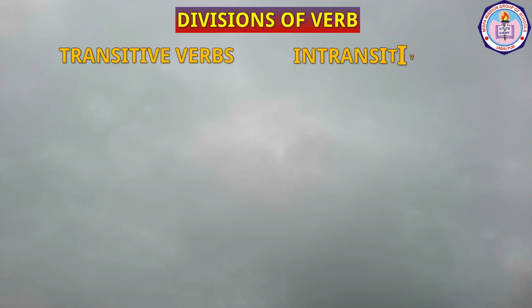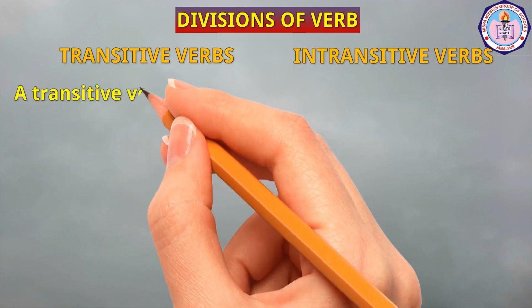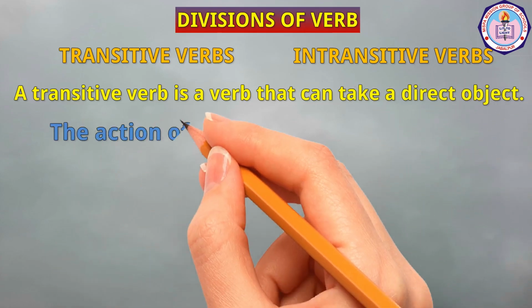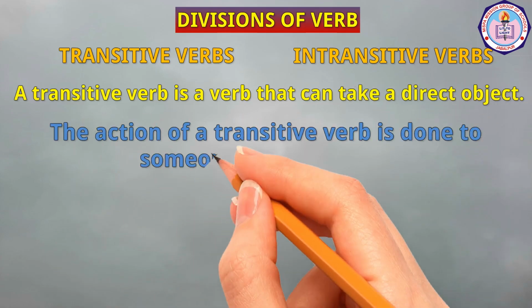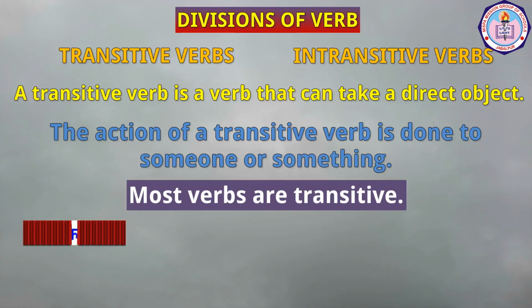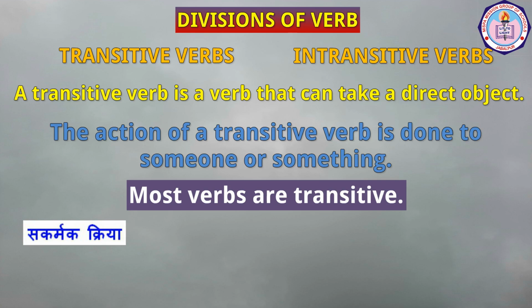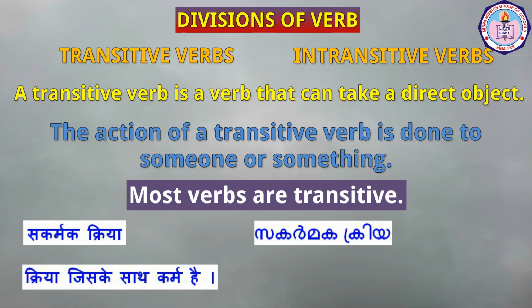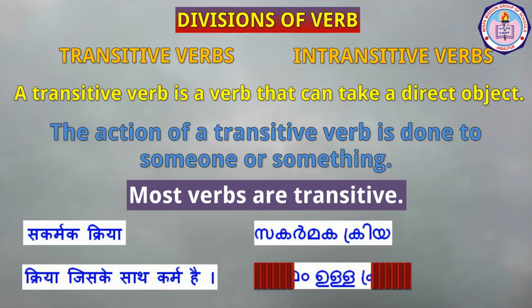Finally, let us learn about the division of verbs. Verbs are divided into transitive verbs and intransitive verbs. A transitive verb is a verb that can take a direct object. In other words, the action of a transitive verb is done to someone or something. Most verbs are transitive. In Hindi we say sakarmak kriya. In Malayalam, sakarmaka kriya means a verb that has an object.